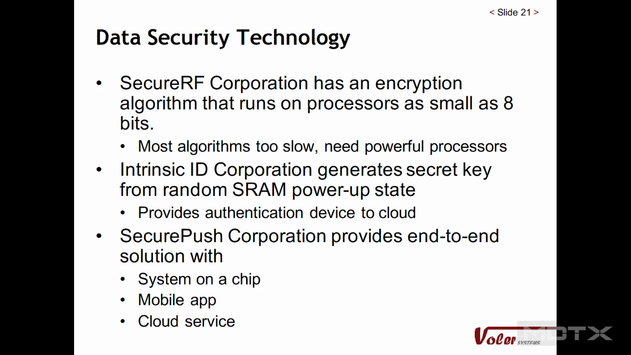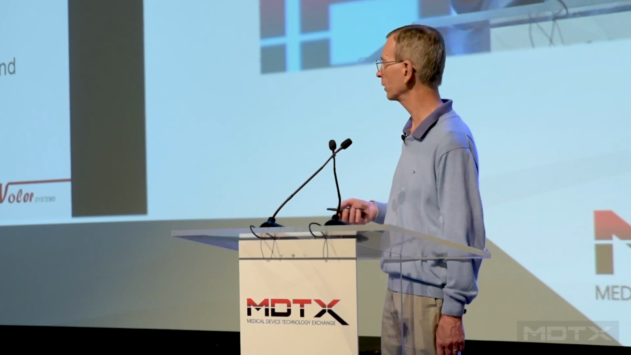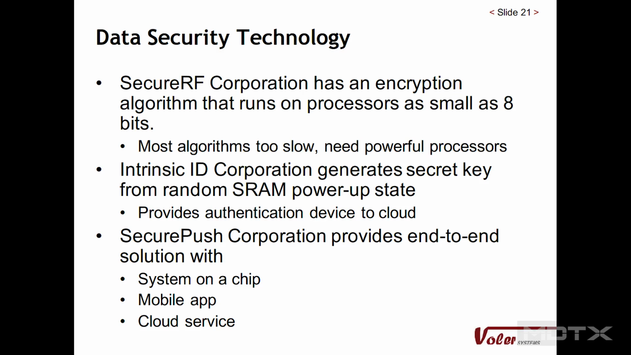So to deal with these issues, fortunately, you don't have to develop everything from scratch. Companies have various parts of this available. Secure RF has a very low power encryption. It'll run on a very small processor, which, when you have a small battery, is very important. Most encryption is quite power hungry. Intrinsic ID has technology that's built into semiconductors, such as processors, microprocessors.